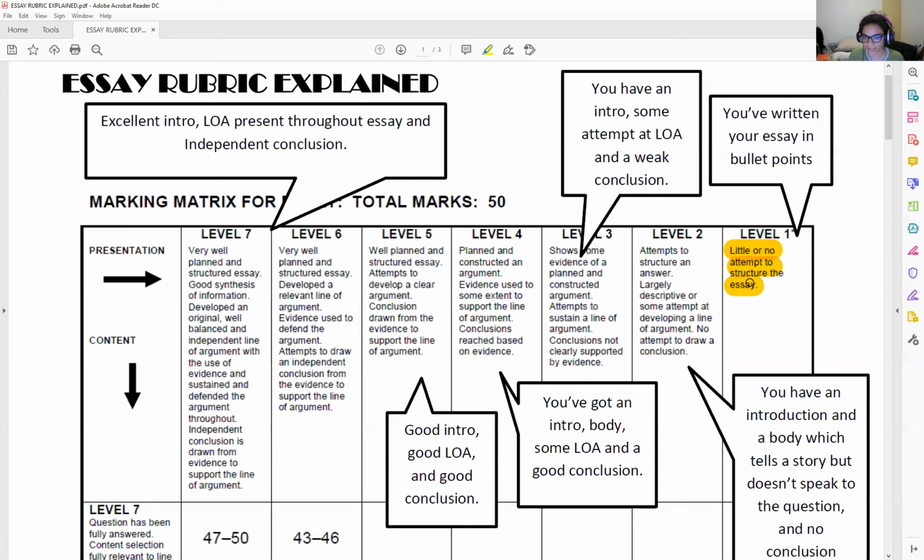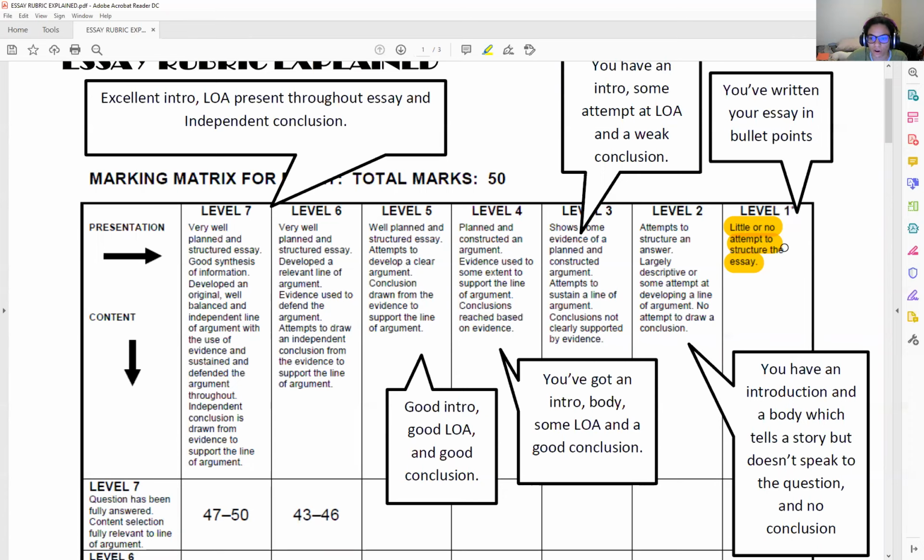And the sad part is that sometimes there is a little bit of content there, but because they don't have an introduction, because they don't have a conclusion, they get put into a level 1 for presentation, which means that instead of getting a mark of, let's say, about 15, they are now getting a mark of 10. So it can really make a difference in your mark just to have that introduction or that conclusion or whatever the case may be. Right, so that is a level 1. You've written your essay in bullet points or just one big paragraph. You haven't made any attempt to structure your essay.